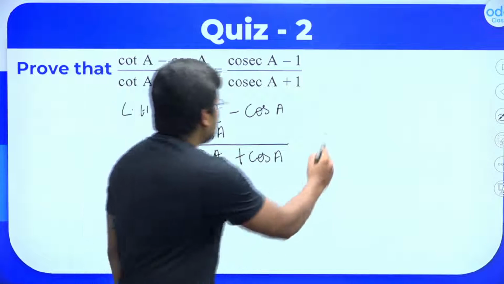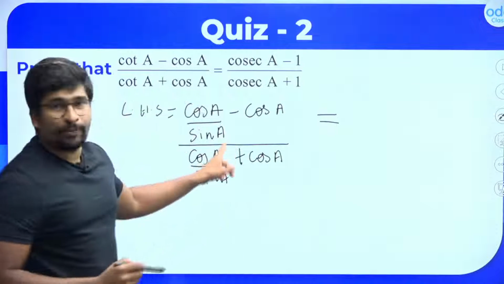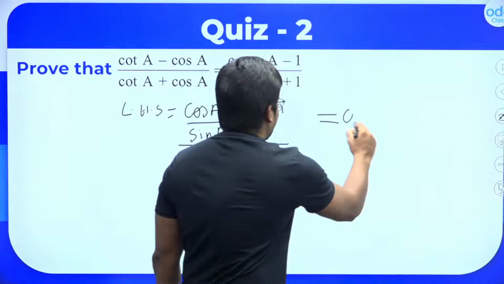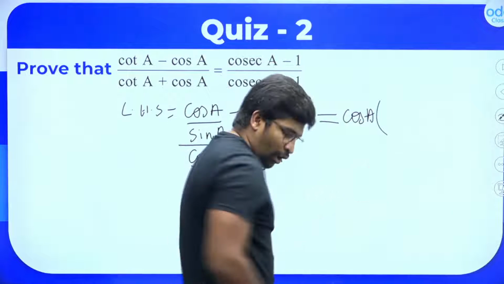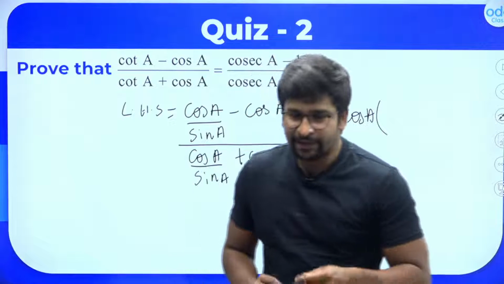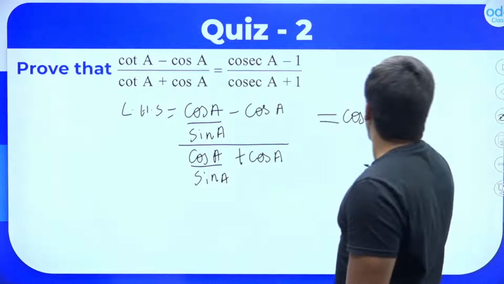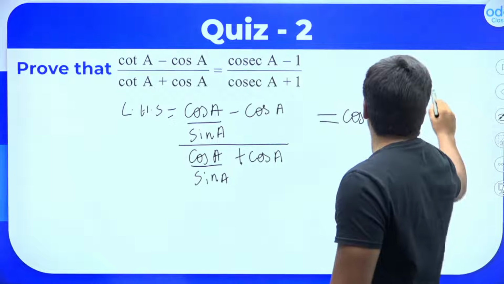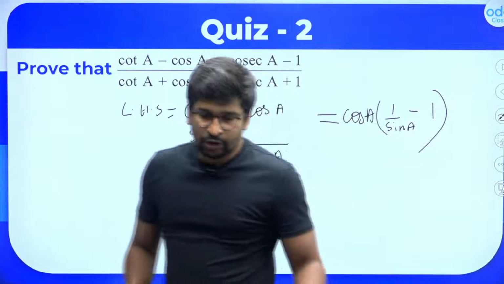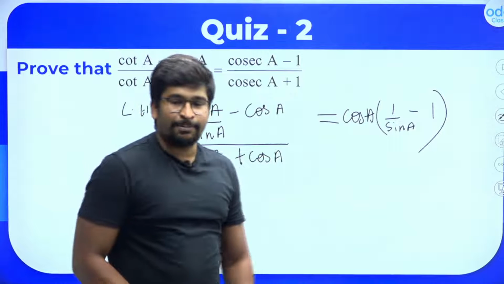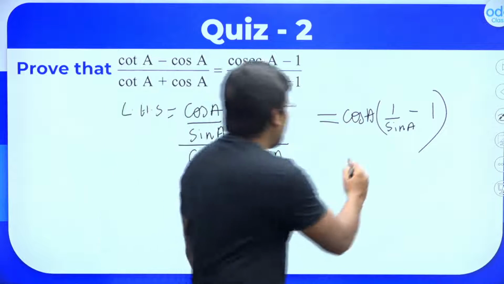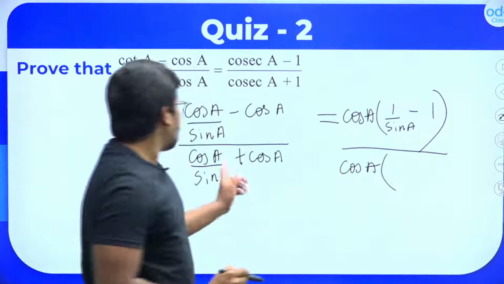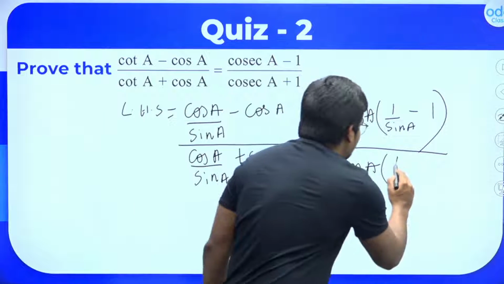So that is equal to, in the numerator, can I take a cos A common? You can take a cos A common in the numerator, right? So what does it become? Cos A into 1 divided by sin A minus 1. This is what you will get in the numerator. Cos A into (1 divided by sin A minus 1), whole divided by cos A into (1 divided by sin A plus 1).